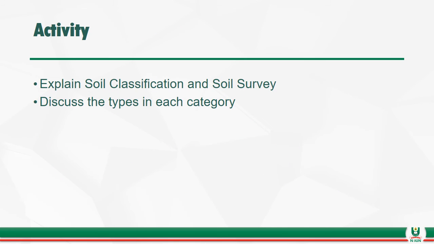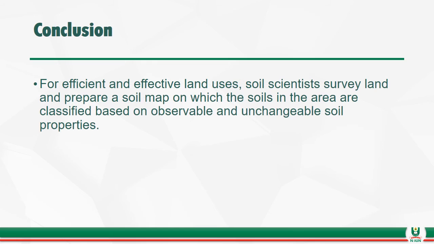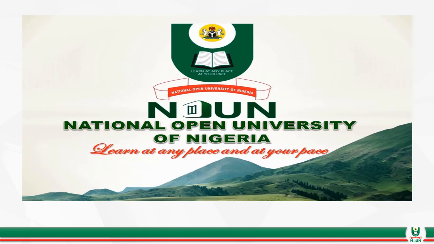Explain soil classification and soil survey. Discuss the types we have in each category. Conclusion: for efficient and effective land use, soil scientists survey land and prepare a soil map on which the soils in the area are classified based on observable and unchangeable soil properties. Thank you.